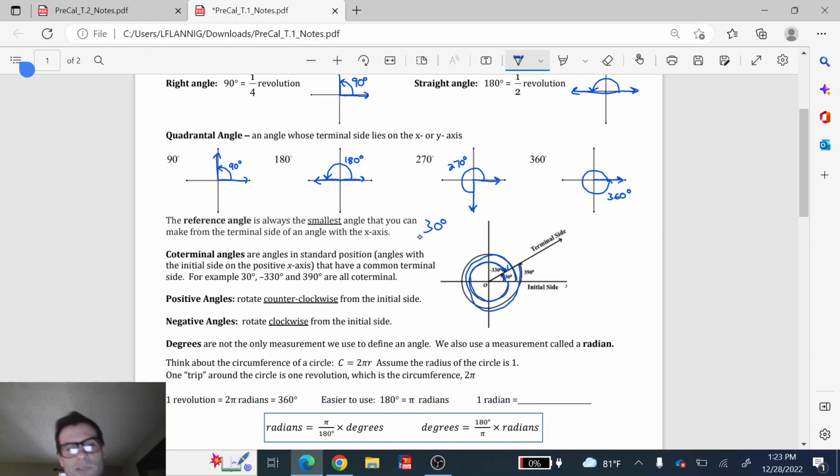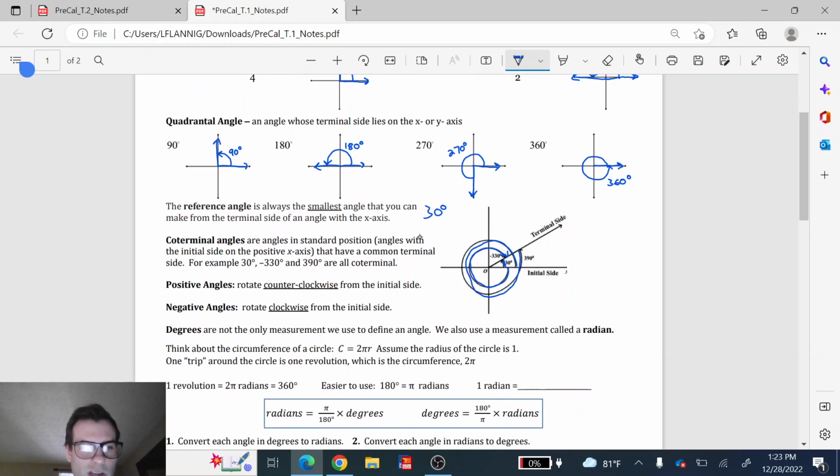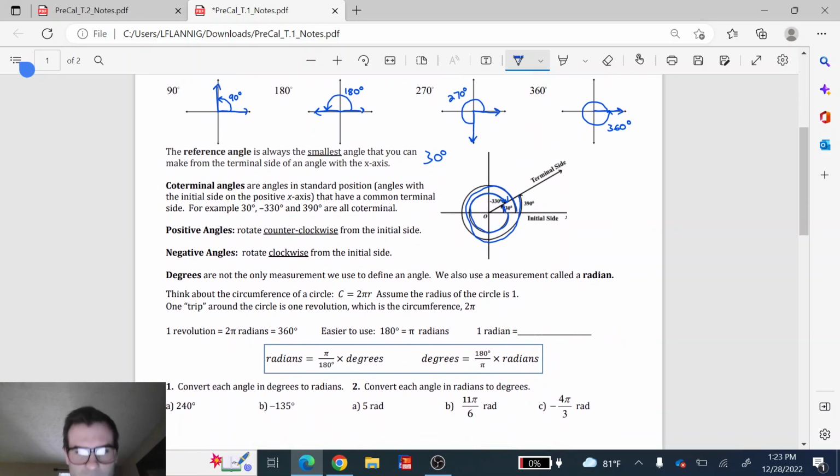Positive angles always rotate counterclockwise, while negative angles always rotate clockwise. Degrees are what we most of the time see. We've seen those in the past, but there's also something called radians, and it's another way to measure how far a circle goes. And then we can talk about the circumference of a circle. This is going to be important for you.